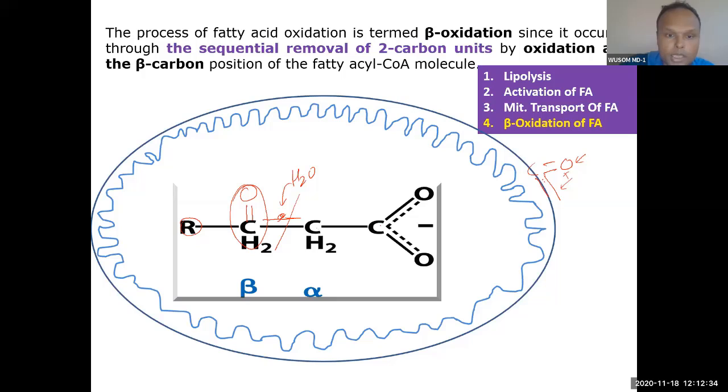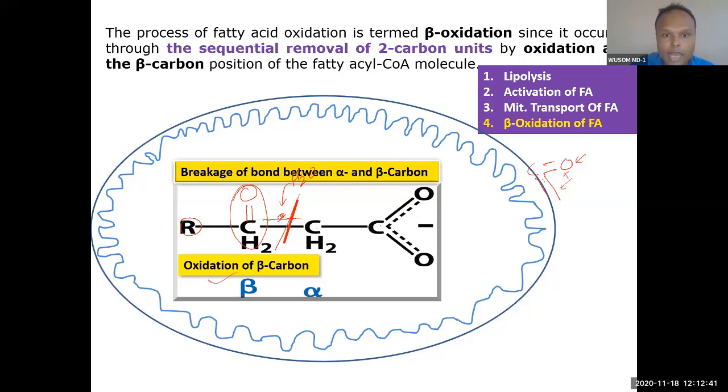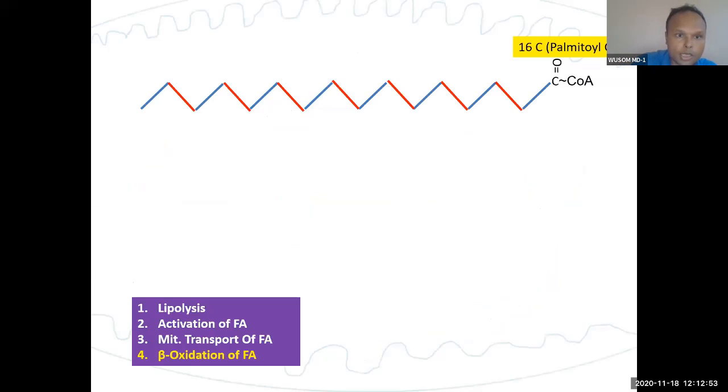You can see beta oxidation of the beta carbon leads to breaking of the bond between alpha and beta. The bond that is present between alpha and beta will be broken like this. So that is why this process is called beta oxidation, and it happens in mitochondria. Don't forget that. I have shown the mitochondria here, so the whole process is happening inside the mitochondria.